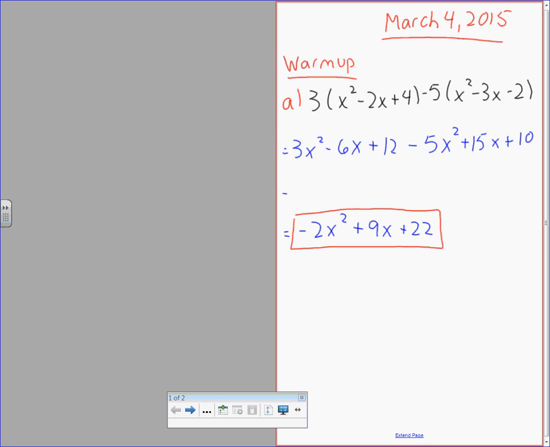Again, this is optional, but in math, you always want to minimize your mistakes, so I'm going to put that in there. So I put the x squareds together. Then 3 minus 5 is negative 2. Then I put the x's together. So 15 minus 6 is 9, and then 12 plus 10 is 22.